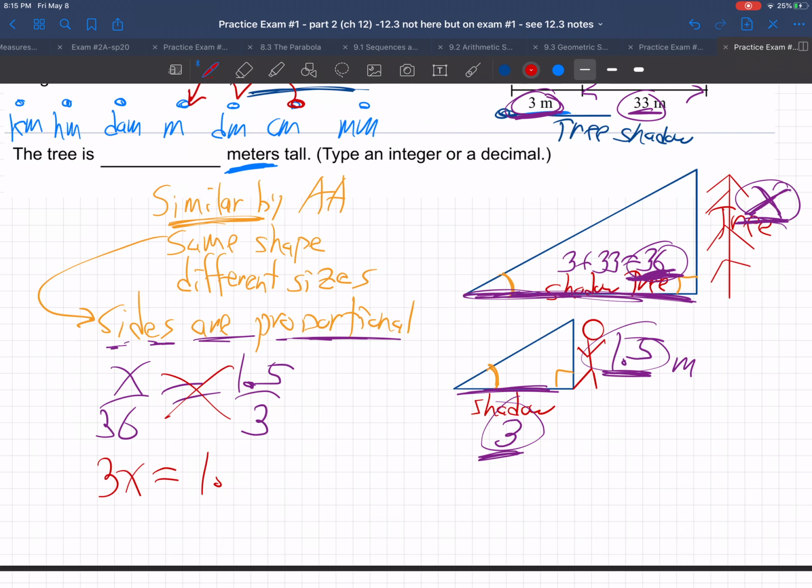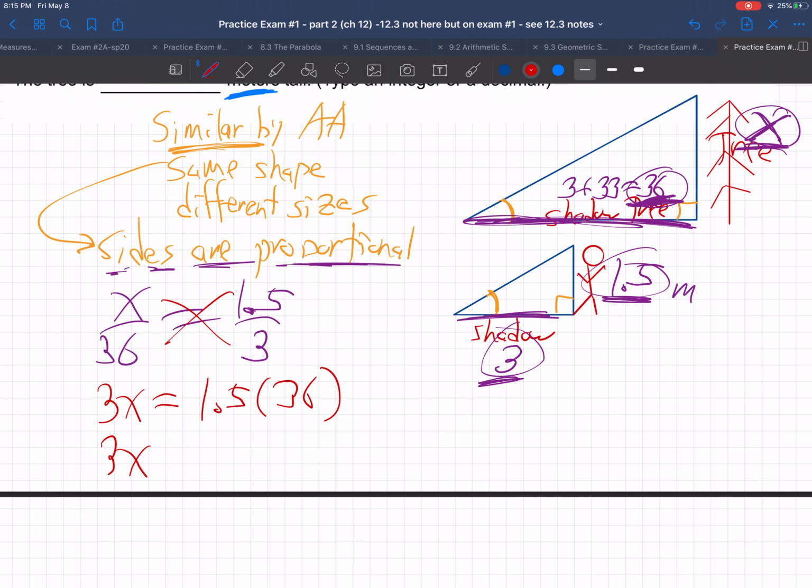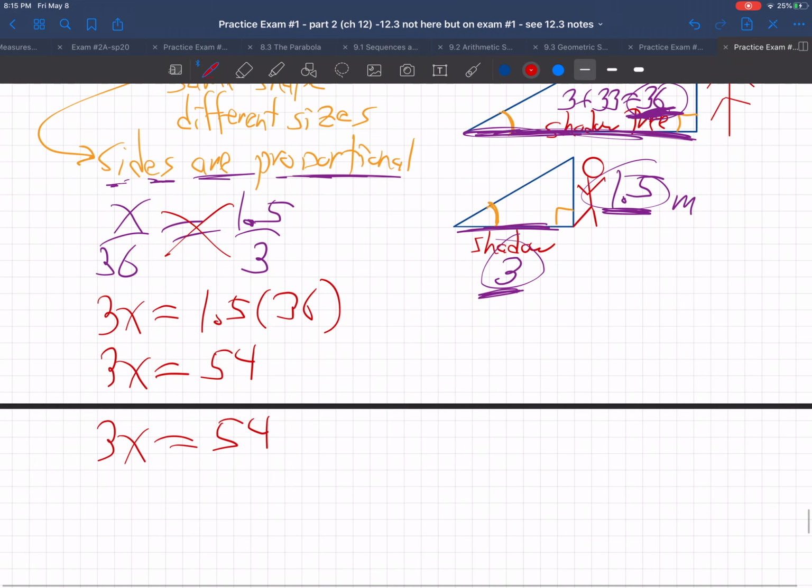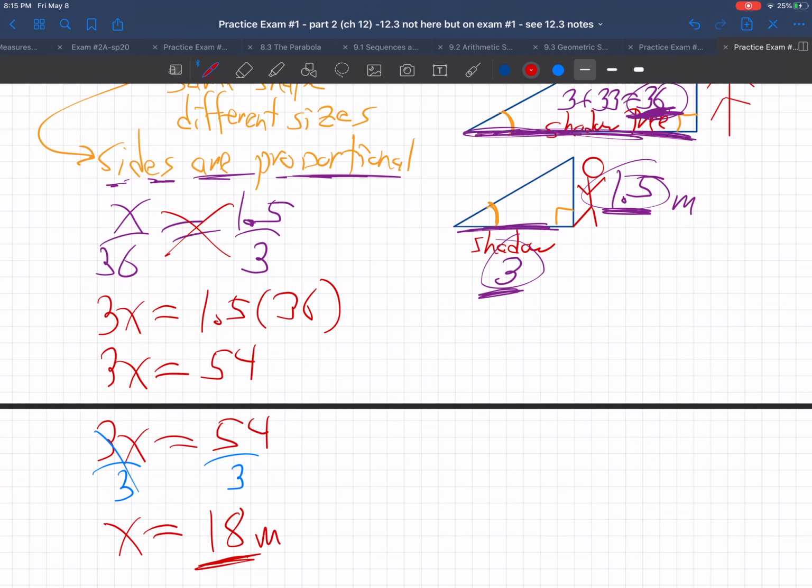3 times x is 1.5 times 36. 3x is, I don't know, let me check my calculator out here. I'm getting 54. So 3x is 54. Last step to finish solving for x, divide by 3. X is 18. By the way, that is the right answer, 18 meters. That's how tall the tree is.